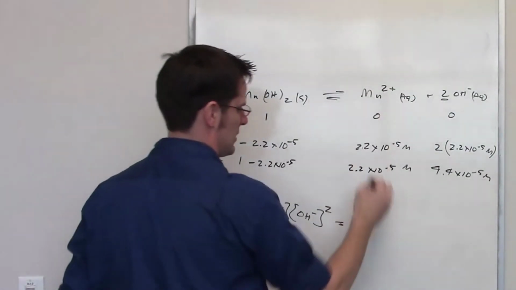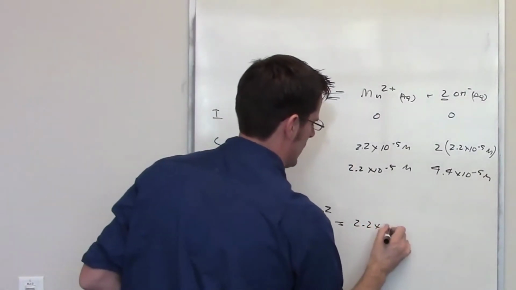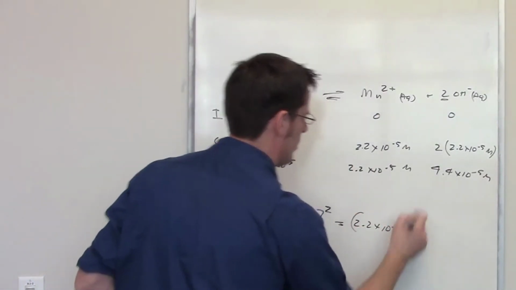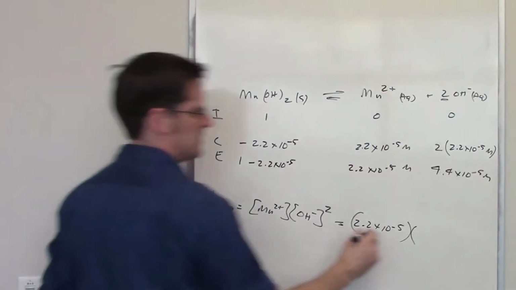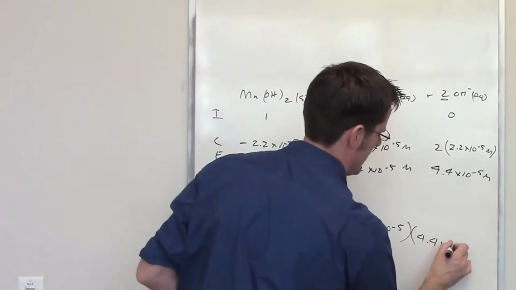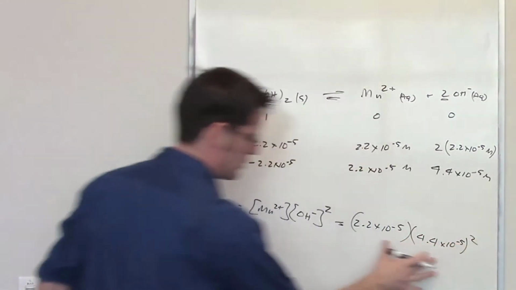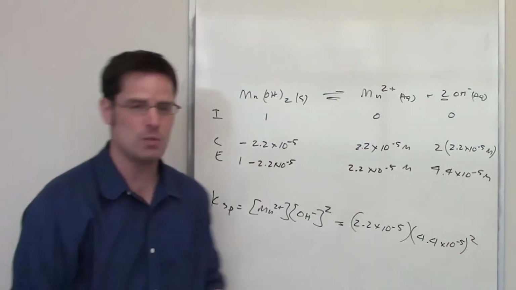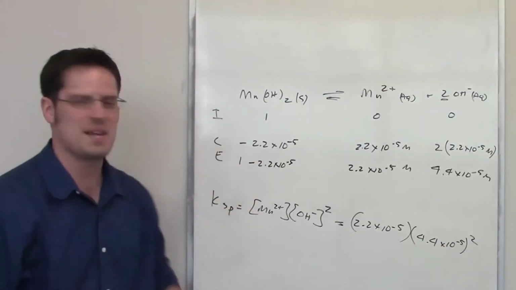So all I have to do is take these values and throw them in for the corresponding places here. So manganese cation concentration at equilibrium goes right there. I multiply it by the hydroxide ion concentration of 4.4 times 10 to the negative 5th, and I have to square that term. You throw that into your calculator, and that will give you the final Ksp for this equilibrium setting.